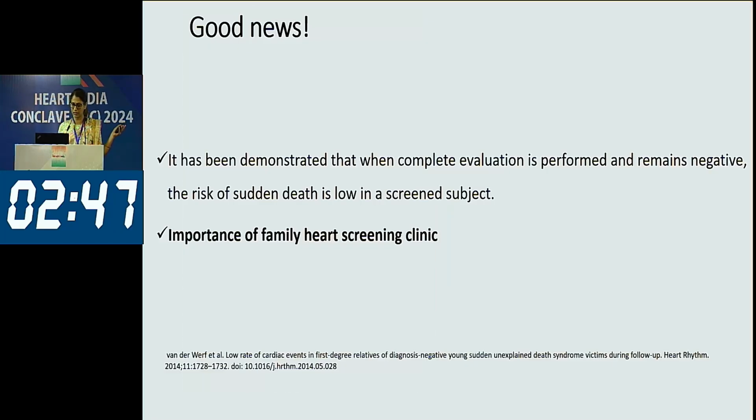So this is my last slide. We may not be able to diagnose in each and every case. So one thing is, comprehensive history is very important. And if you have extensively evaluated, for example, you have taken a family history, if you have done an ECG, if you have done a decent imaging and everything is normal, then the outcome is decent, at least you can tell that. And the importance of family screening, family clinic, or try to have a cardiogenetic clinic. Thank you very much.